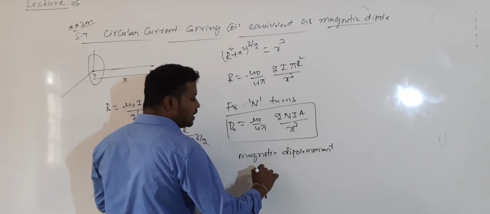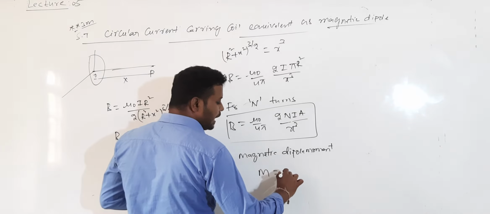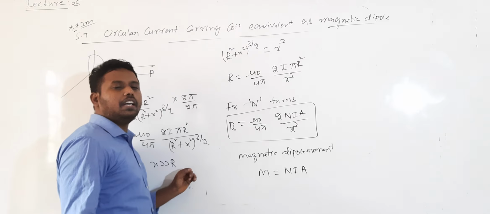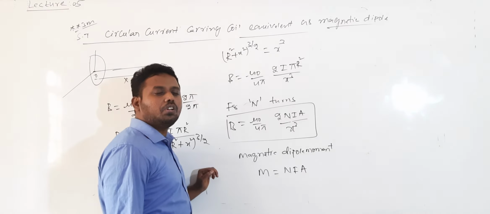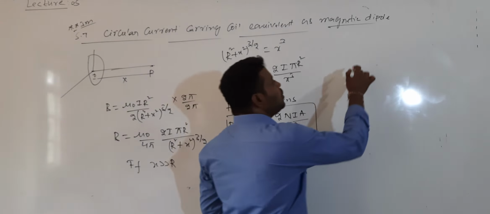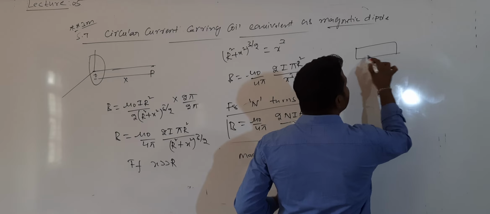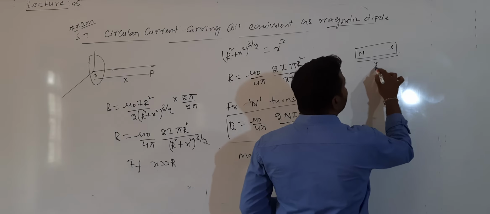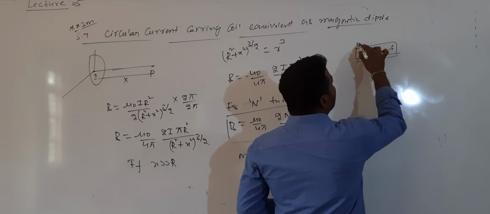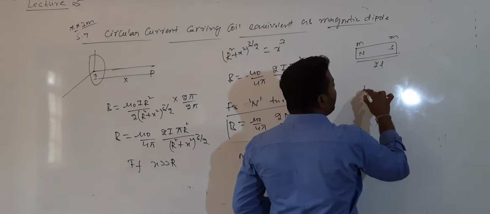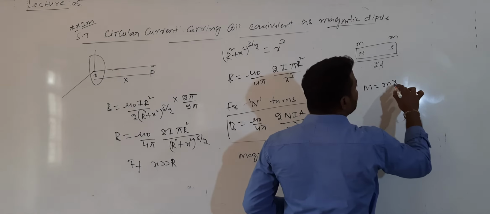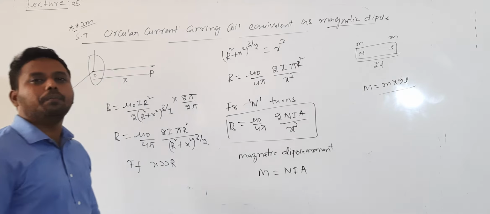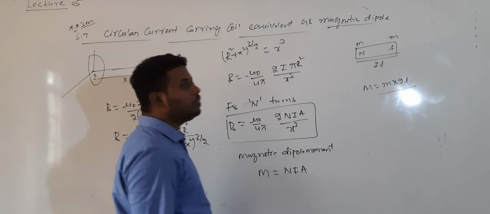Magnetic dipole moment is given by the symbol capital M. This capital M is equal to N into I into A. Then immediately you can ask, sir, last time you told us the magnetic moment with respect to a bar magnet. A bar magnet has two poles, north pole and south pole, and the length of the bar magnet is 2L. The pole strength of each pole is m. Then the magnetic moment is given by m into 2L.